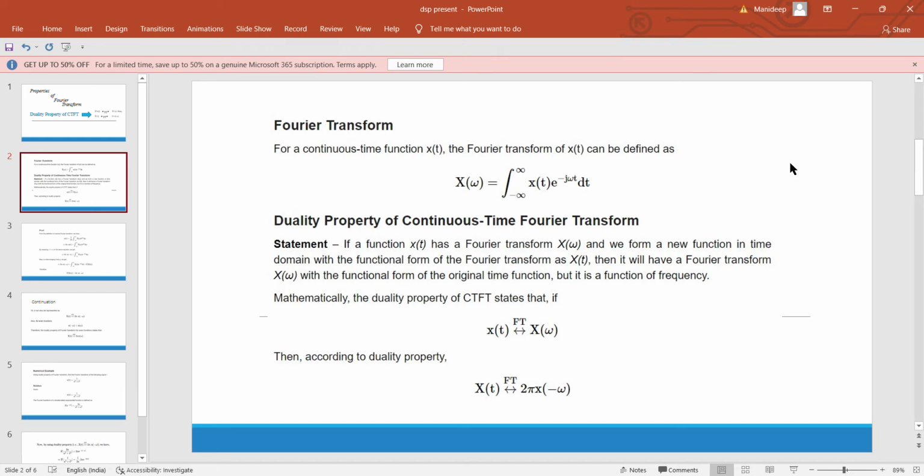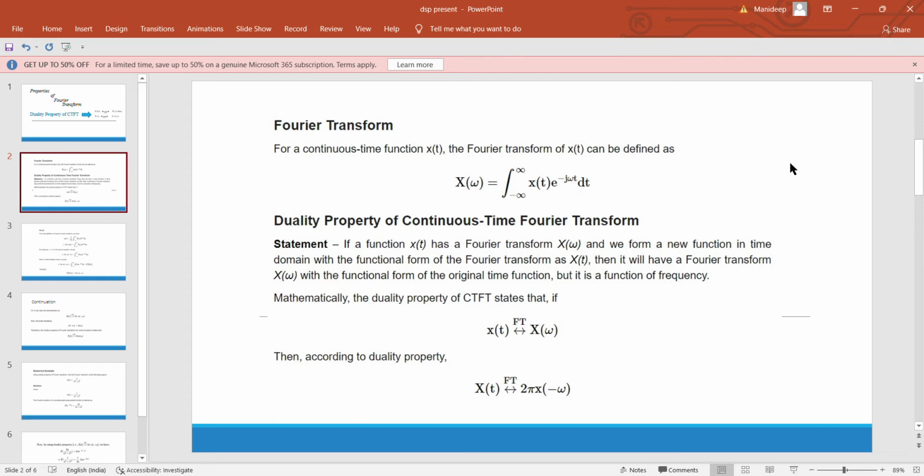So by that equation, the Fourier transform of time domain signal x of t can be given as X of omega equal to integration of limits minus infinity to infinity x of t into e power minus j omega t dt, which is a standard equation. So we have a look at the duality property of continuous time Fourier transform.